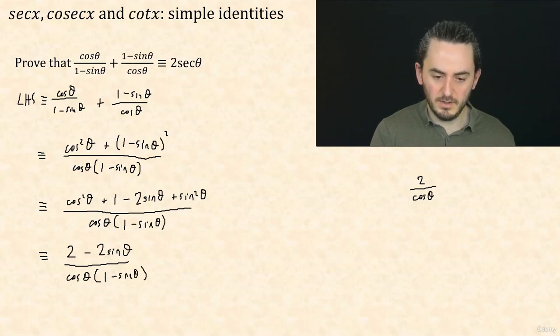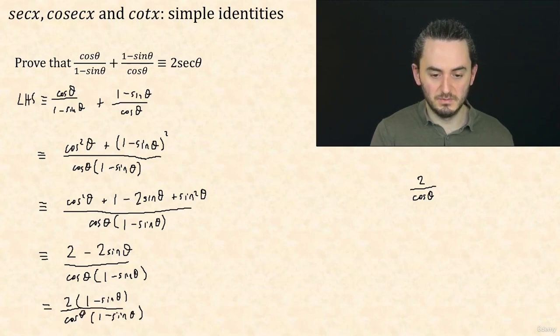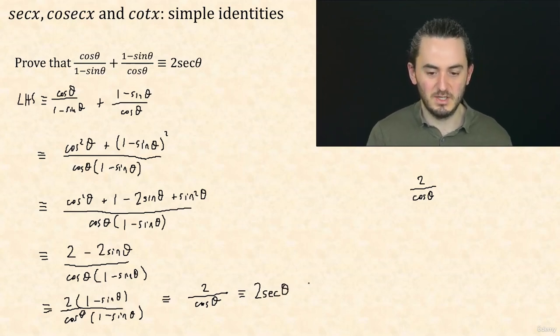Okay, but look, we can factorize the numerator here, and I'll get 2 times 1 minus sine theta over cos theta times 1 minus sine theta. Okay, those cancel, and look what I get. I just get 2 over cos theta, and that is 2 sec theta. If I had more room, I'd just continue down the page, by the way. Okay, so we proved it. So that is the right-hand side.